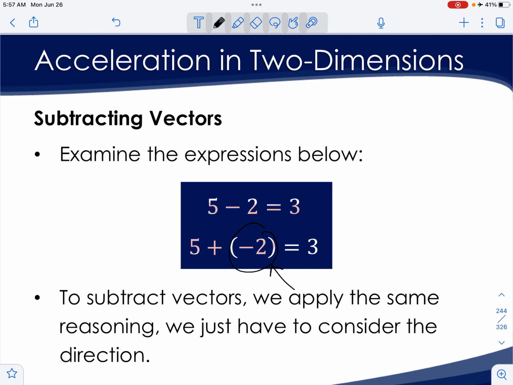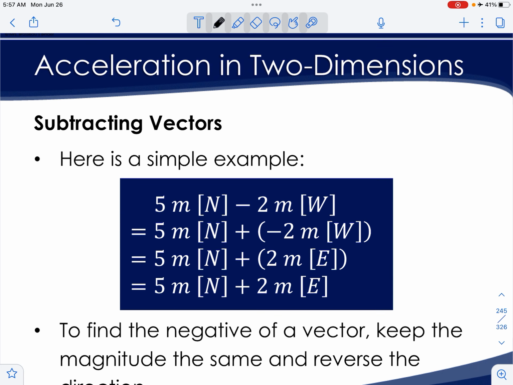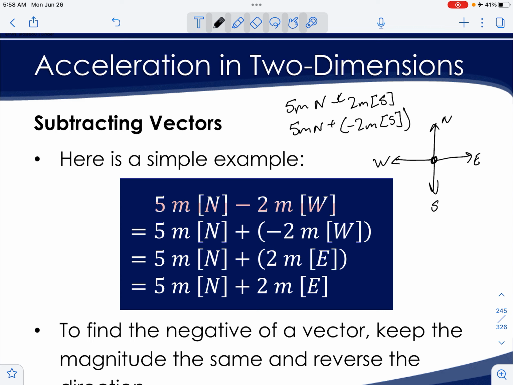And you make it a negative vector. So, for example, here we have 5 meters north minus 2 meters west. So if we look at our directions, here's north, here's south, here's east, and here's west. So when you're subtracting 2 meters west, or I think an easier example to start off with is if we had 5 meters north minus 2 meters south, okay? We could look at this as 5 meters north plus, and here we're going to change this sign, it's going to be plus negative 2 meters south, right? Well, what's negative 2 meters south? Well, if we flip the direction, it would be 2 meters north.